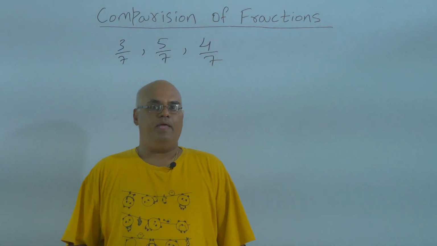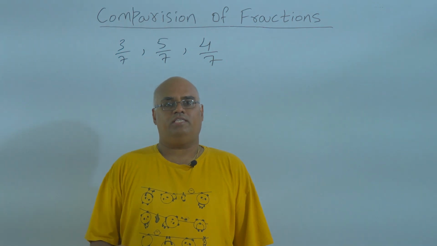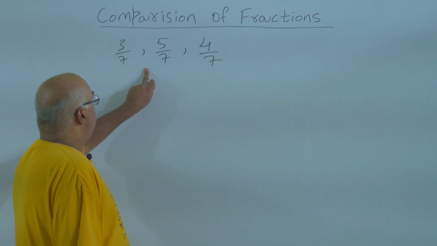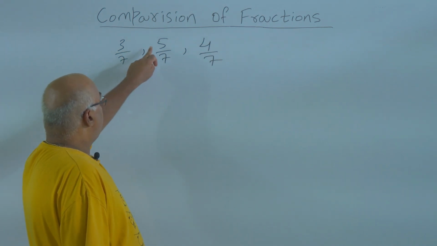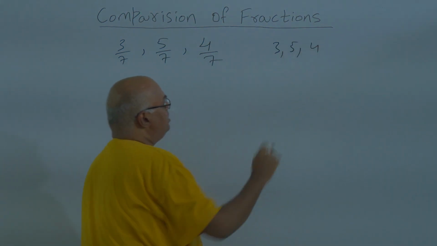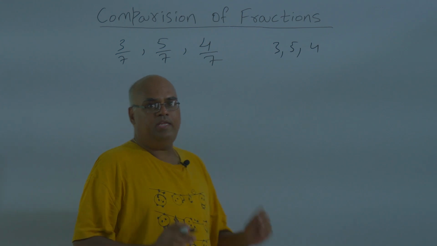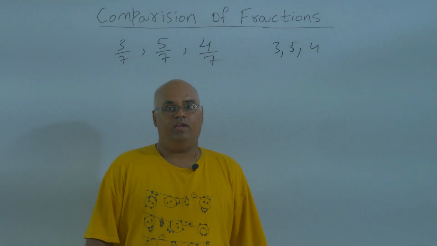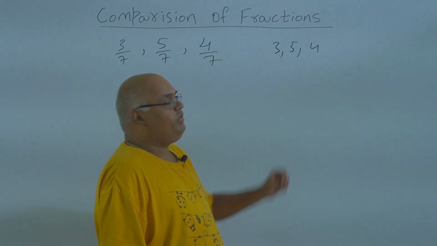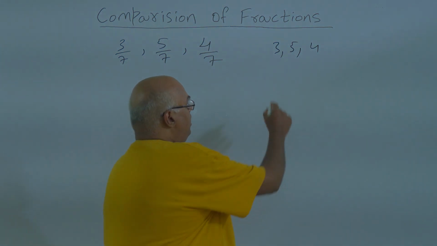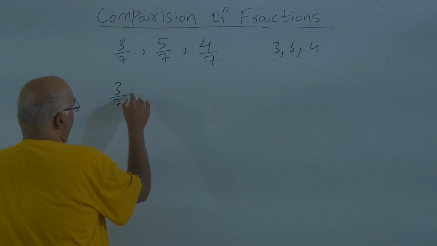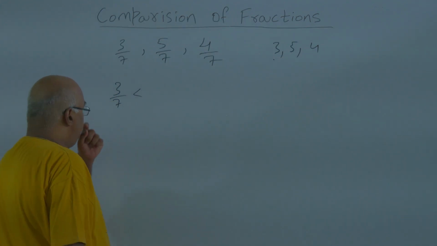Now when you are comparing like fractions, you can just compare the numerators. For example, here in these like fractions, you see the numerators: 3, 5 and 4. Suppose I am arranging the fractions in ascending order, that is, from the smaller fraction to the bigger fraction. Among 3, 5 and 4, which is the smaller number? 3 is the smaller number. Therefore, 3 by 7 will be the smallest fraction.